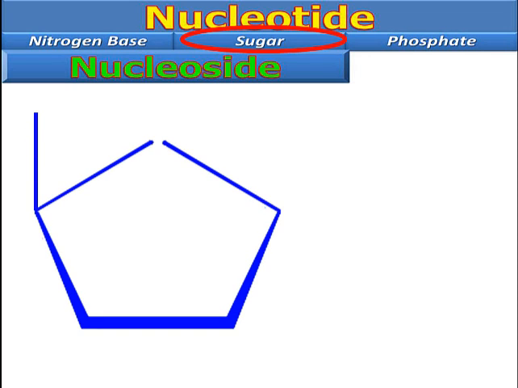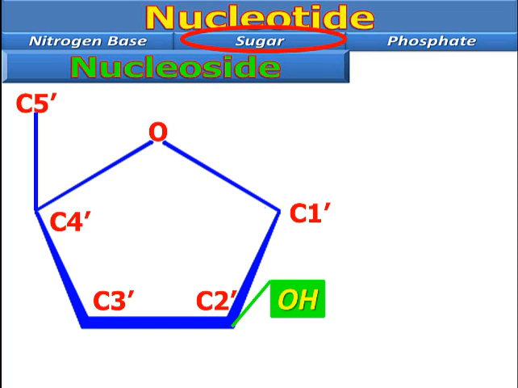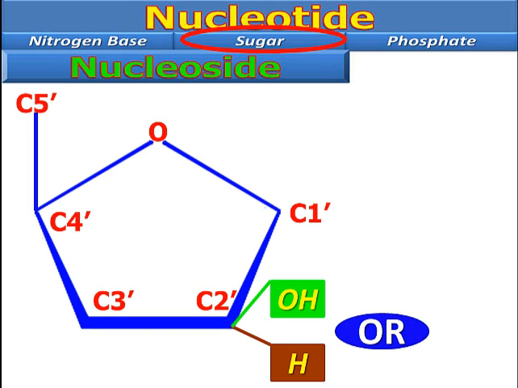In nitrogen base, the carbons are called based on their number. In order to avoid any confusion, carbon numbers in sugar contain prime. You can see an oxygen molecule on the top. Carbon 2 prime here is very important, as we mentioned before. Either a hydroxyl group or a hydrogen will attach to this carbon 2 prime.